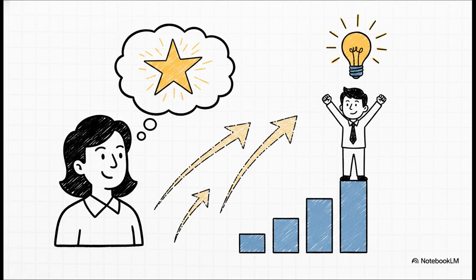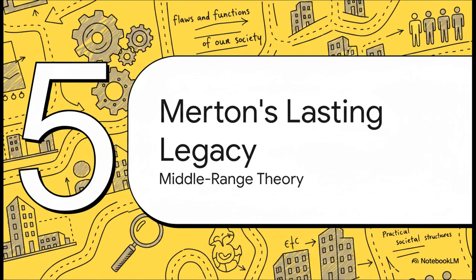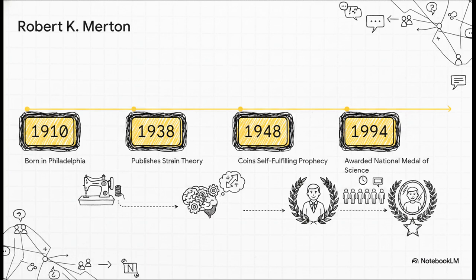It's just mind-blowing. Which brings us to our final section, Part 5, Merton's lasting legacy, the enduring relevance of middle-range theory. We've covered a ton of ground today, and it's pretty clear that Merton's theories form a vital roadmap for diagnosing the flaws in our society right now. Looking at his historical arc, from a tailor's son born in Philly in 1910 to publishing strain theory in the 30s to receiving the National Medal of Science in 1994, his impact is just astonishing.